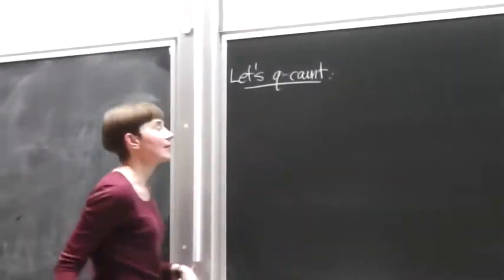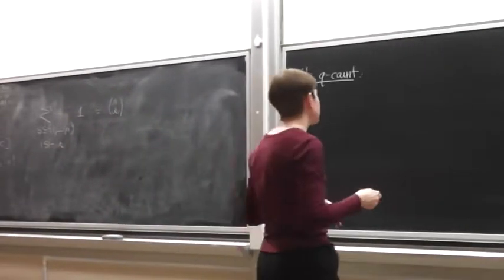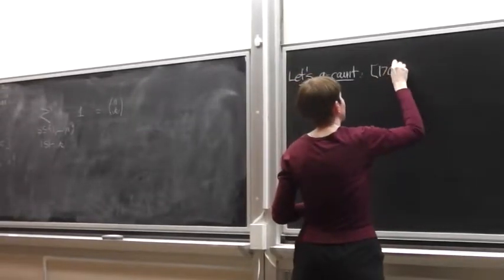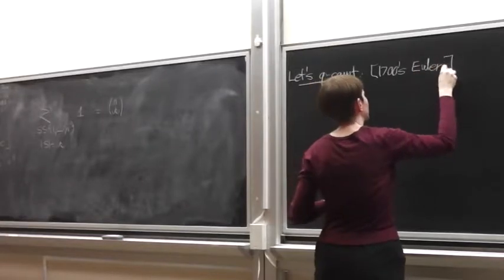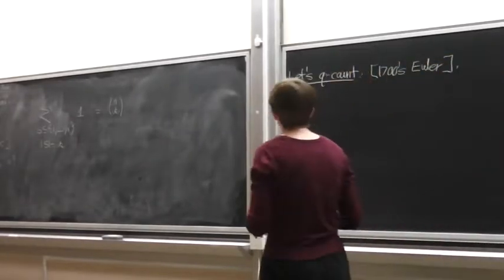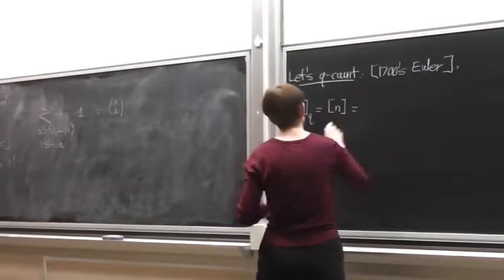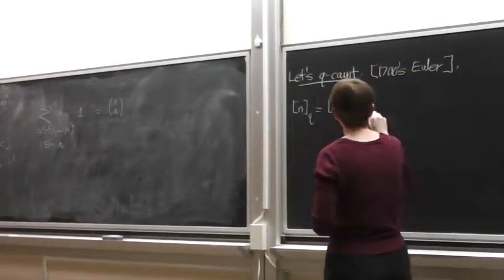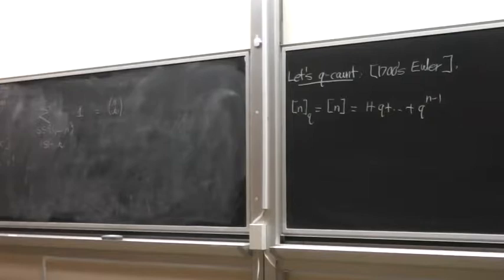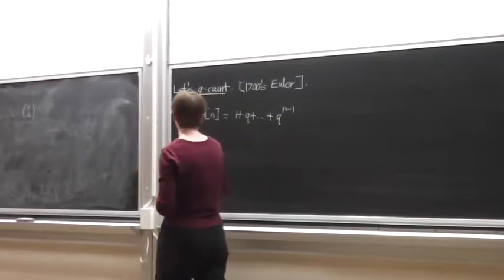The idea of q-enumeration or q-counting goes back to Euler in the 1700s. Euler was actually interested in theta functions, but I'm not going to be talking about this. First thing I need is the q-analogue of the integer n. Quite often I'll just drop the subscript and use brackets n. This is just the sum of powers of q: q to the 0 plus q to the 1 up to q to the n minus 1. And here q is an indeterminate.